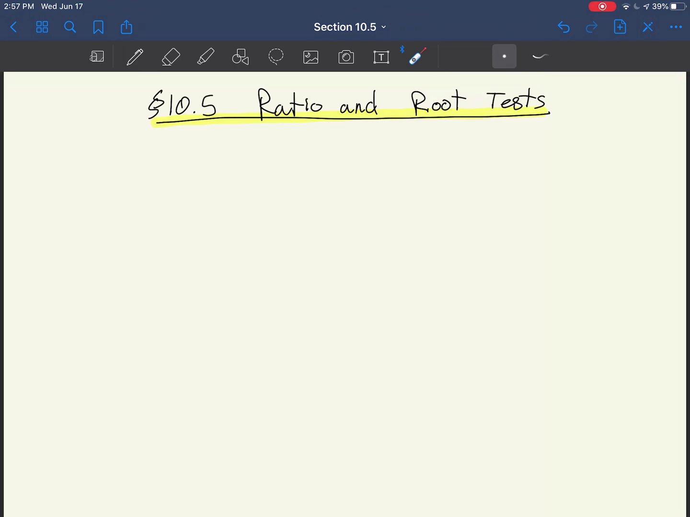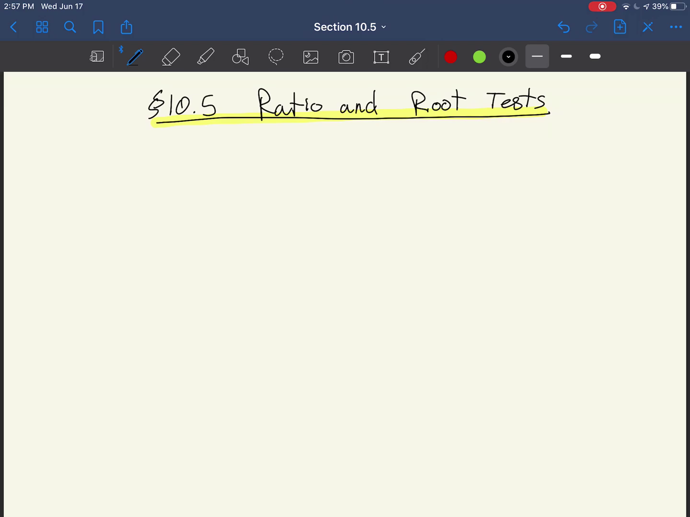Hello, welcome to section 10.5, the ratio and the root test. Shockingly, we will be talking about two new tests for determining if a series converges. We will talk about the ratio test and, you guessed it, the root test. In my opinion, the ratio test is like the best test out there. When in doubt, you can almost always use it, and it's not that hard to perform. I think the integral test is probably the hardest one to perform. So let's talk about these.